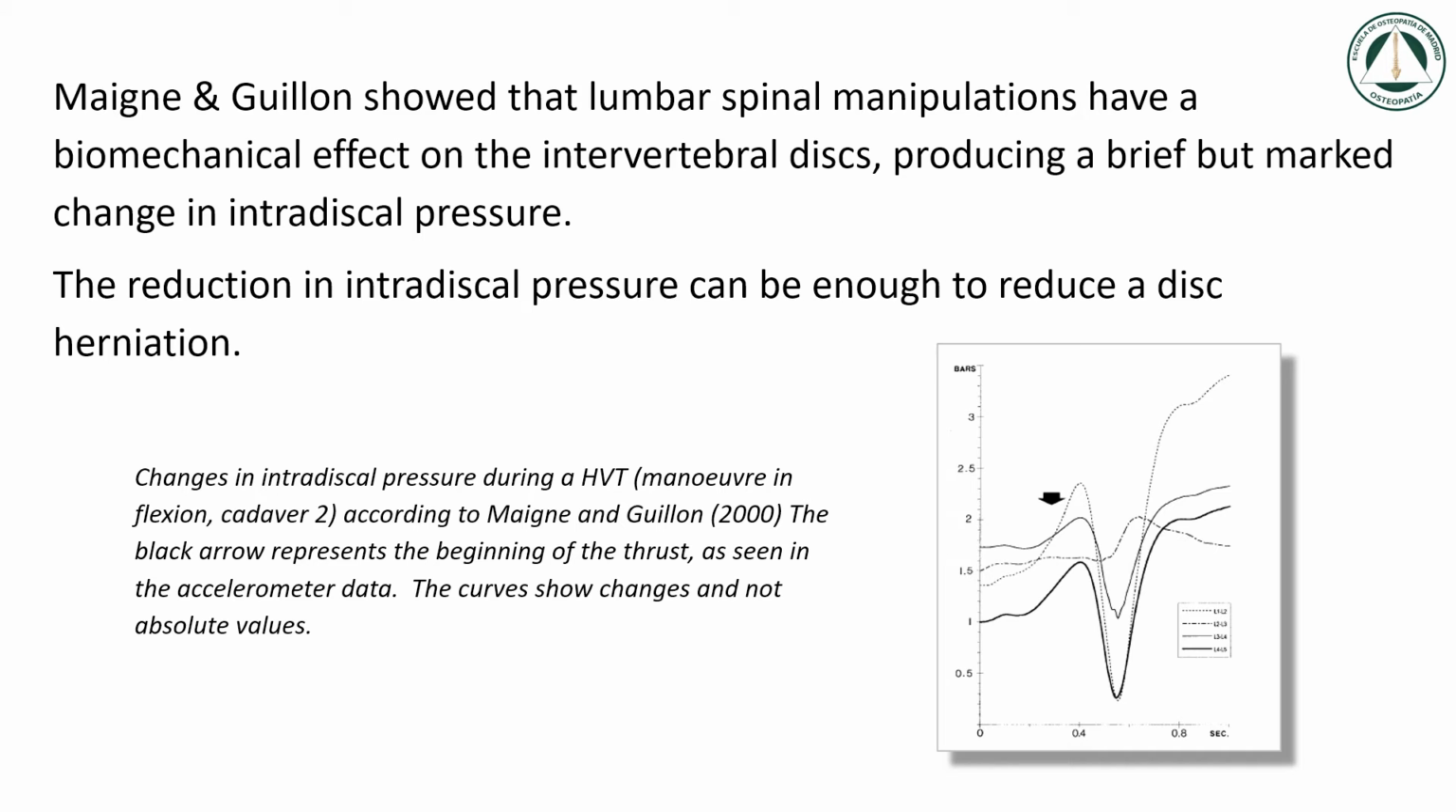The diagram indicates changes in intradiscal pressure during a HVT maneuver in flexion, cadaver 2, according to Maigne Guillon. The black arrow represents the beginning of the thrust, as seen in the accelerometer data. The curves show changes and not absolute values.